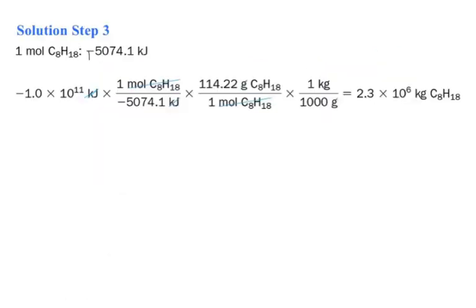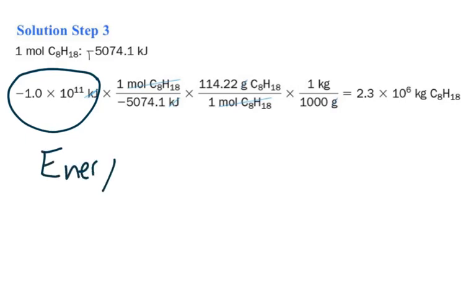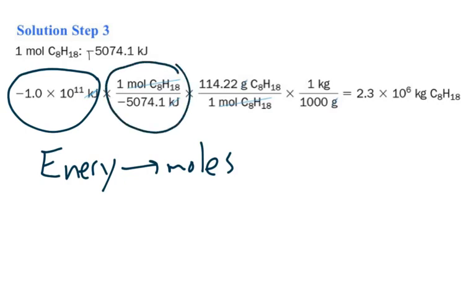On the next step, and here's how you set it up, you were given how much energy, because we're going to go from energy to moles. And you use the conversion factor from the equation. If you recall, for every 1 mole of octane, this is how much energy is being released. That's what we just calculated a moment ago. So the kilojoules are going to cancel, and then you're going to be left with mass in grams.